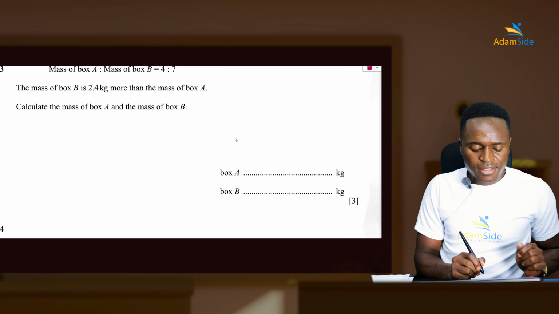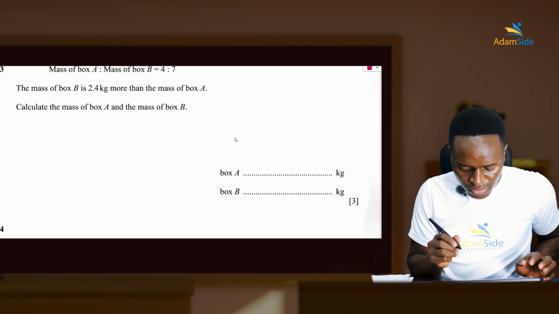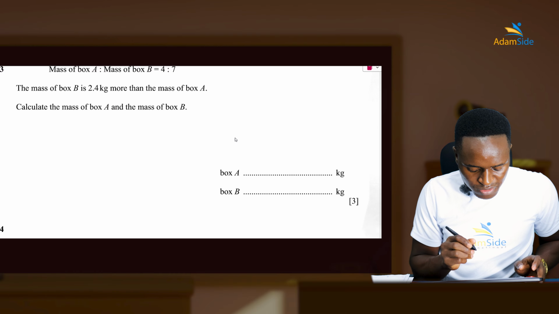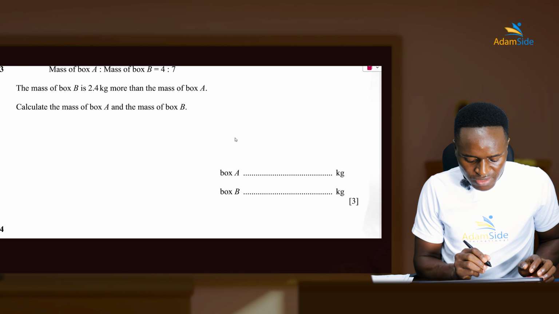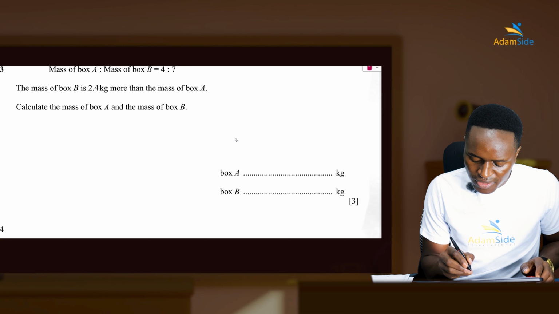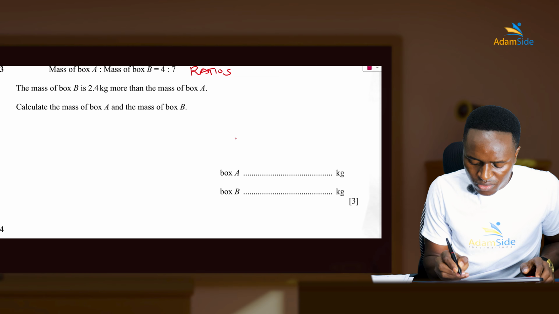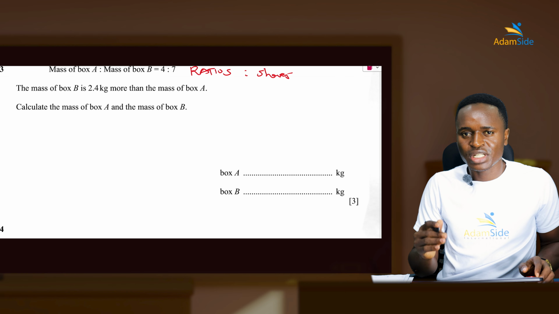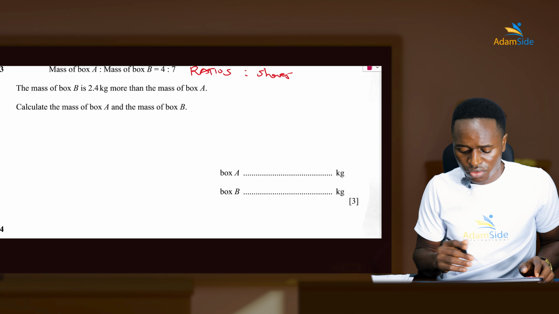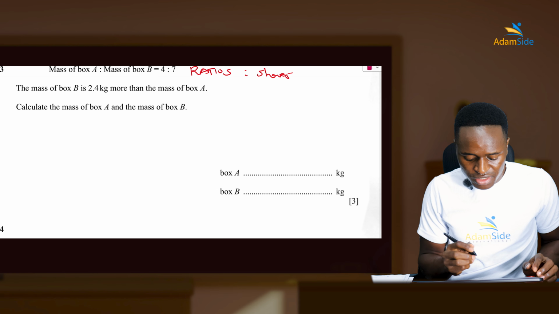It says the mass of box A to the mass of box B is equal to 4 to 7. The mass of box B is 2.4 kilograms more than the mass of box A. Calculate the mass of box A and the mass of box B. So this comes from the topic of ratios. Normally this is the unit of shares, percentage, ratio and fraction. So fraction, percentage, and dealing with how you're going to share quantities.